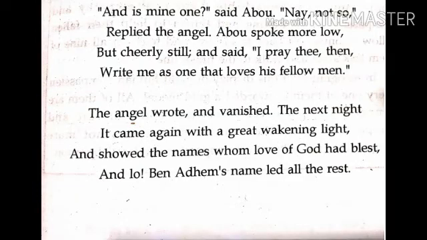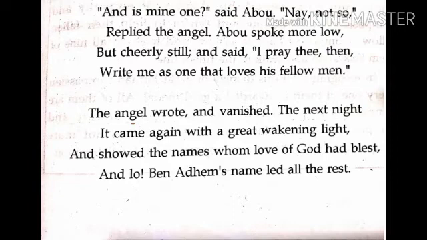"And is mine one?" said Abou. "Nay, not so," replied the angel. Abou spoke more low, but cheerily still, and said, "I pray thee then, write me as one that loves his fellow men." So Abou was asking, "Is my name there in that book of gold, where you're writing the names of people who love God?" So what's the reply given by the angel? The angel said no, your name is not among those people who love God.